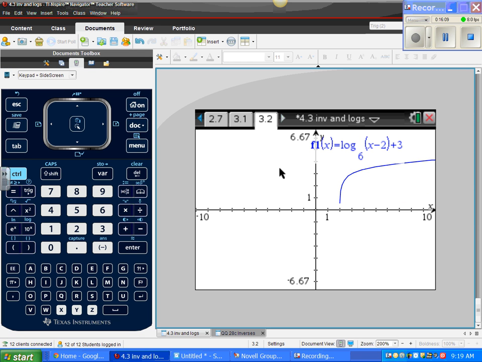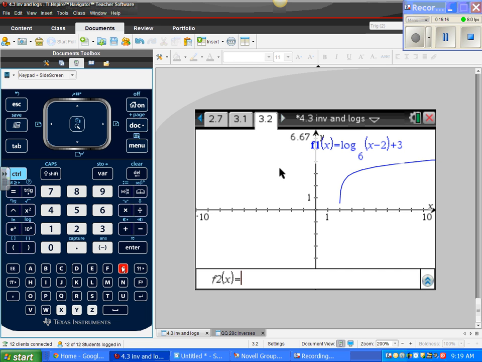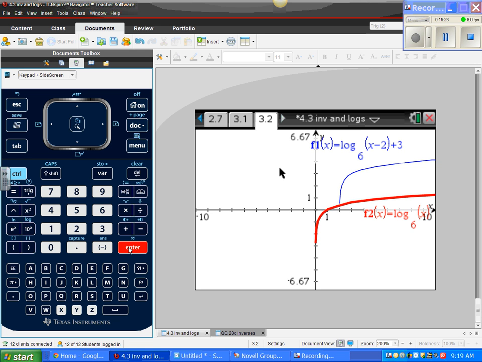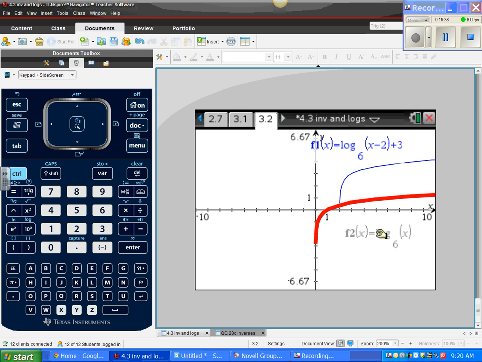So I'm going to put another function up here, and you tell me how this function is related to the one that's here. How are those two related? What is the red function in reference to the blue function? There's a vocab word you have to know. So what is that red function called?